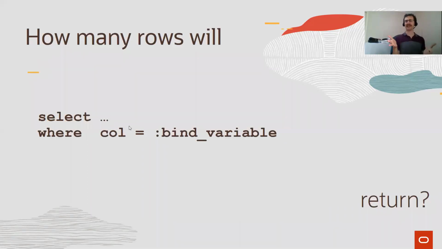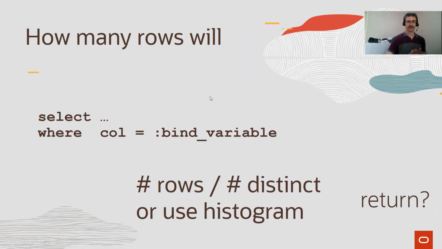We can expect roughly 100 rows for this query to return, assuming there's an even distribution of values, or roughly even distribution. Obviously, the data in the real world is much more messy than that. It's pretty unlikely you'll have an even distribution of values. So in those scenarios, what we can do is use a histogram. So there's a couple of high-level strategies: number of rows divided by the number of distinct values in this column to give a guess.